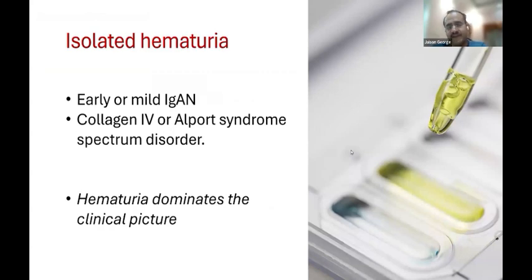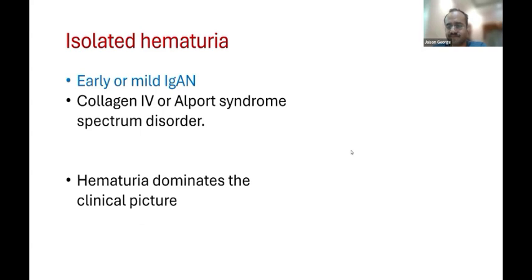Whenever we see a case of isolated hematuria, certain differentials should always be kept at the back of the mind, like IgA nephropathy, especially the early stage or mild IgA nephropathy, and Alport spectrum disorders, about which I will speak in due course. In these conditions, hematuria dominates the clinical picture. In IgA nephropathy, mild hematuria may seem to come first, and these patients could, in the long run, go on to develop proteinuria and renal insufficiency.